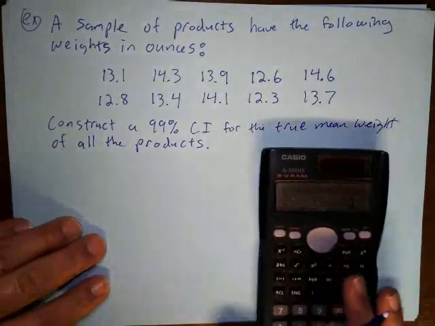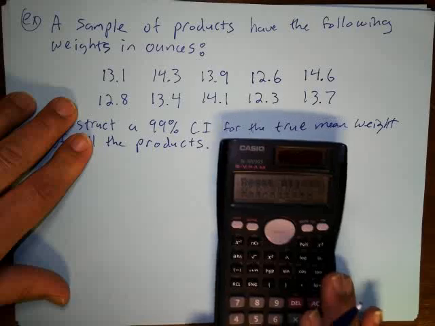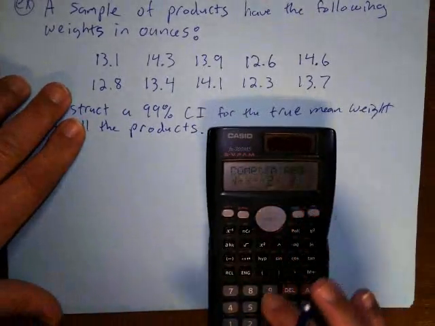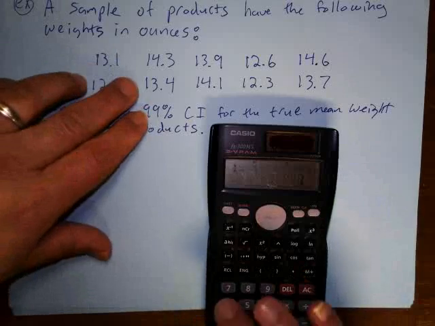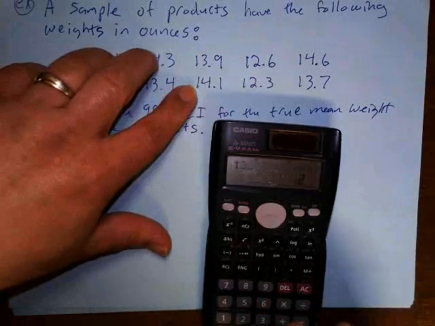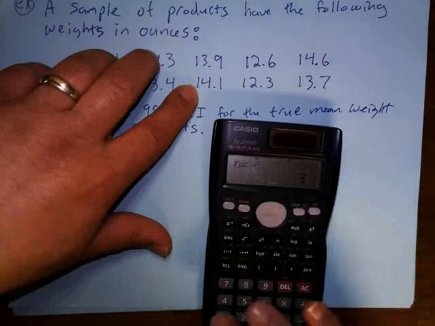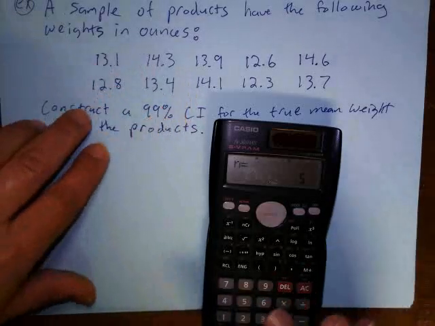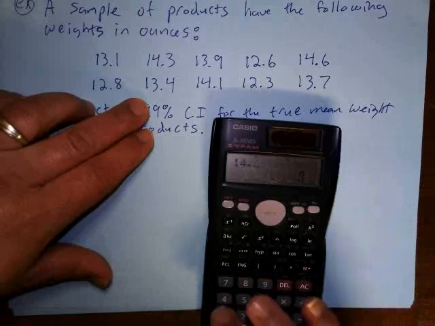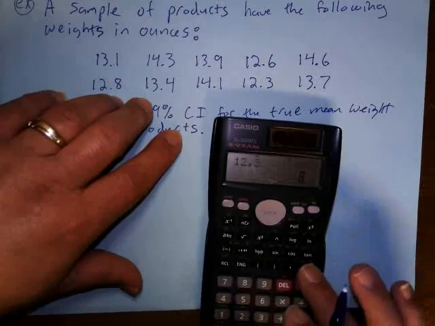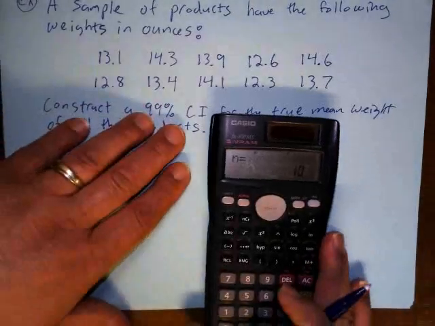Okay, so what I'm going to do is clear everything on my calculator, and use my calculator to find the sums. So I'm going to hit mode and hit 2, and now I'm going to put in 13.1 M plus, 14.3 M plus, 13.9 M plus, 12.6 M plus, 14.6 M plus, 12.8, 13.4, 14.1, 12.3, and 13.7. So there we go. We got all 10 values in there.